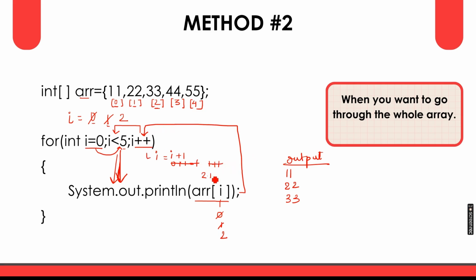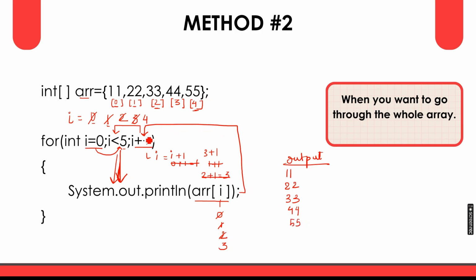I will become 2 plus 1 now, that is 3. Is 3 less than 5? Yes. Go inside. Access array of 3. Array of 3 is 44. Go back to the updation part. This I now becomes 3 plus 1, that is 4. Is 4 less than 5? Yes. Go inside. Access array of 4. It is 55. Print it.